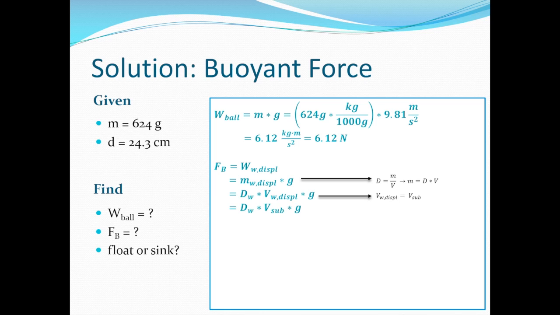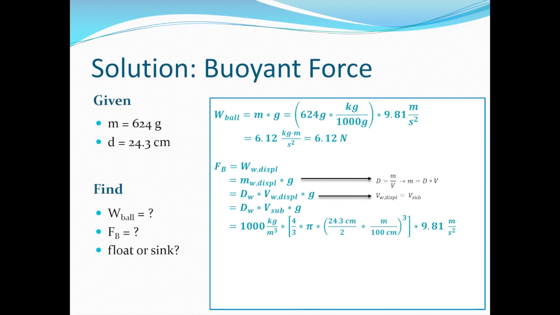We end up with buoyant force equals density of water times volume of the object submerged times acceleration due to gravity, all of which we know. Let's start substituting in our values and do the calculation. Density of water is 1,000 kilograms per cubic meter. Again, remember units. We want to end up with newtons, so we should work with kilograms and meters.